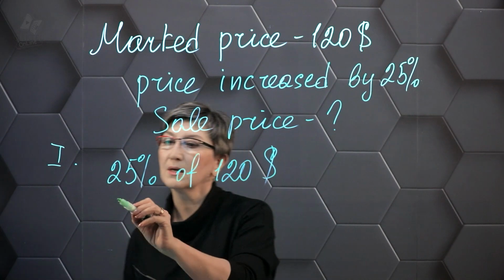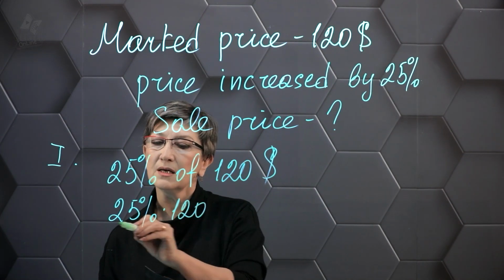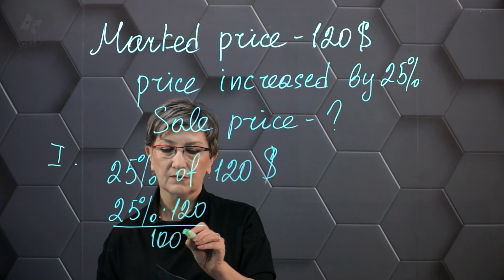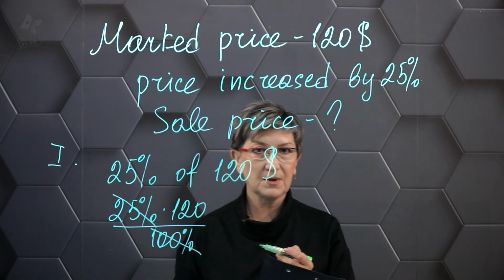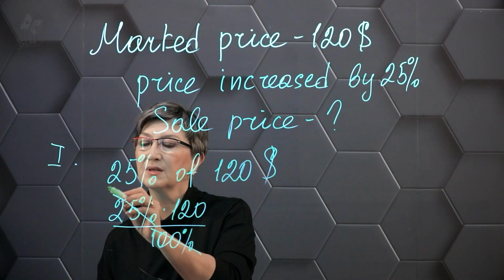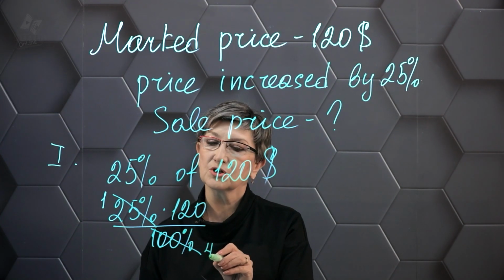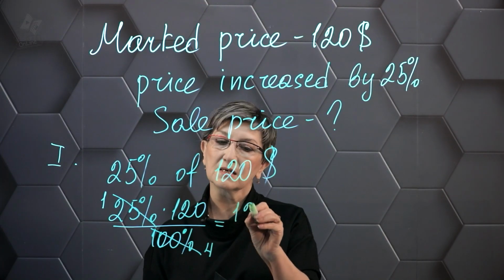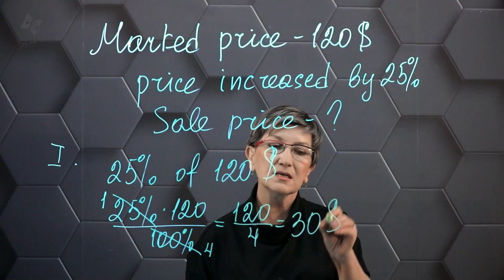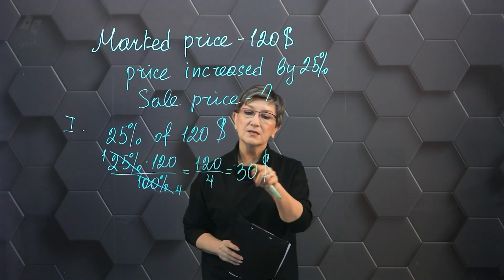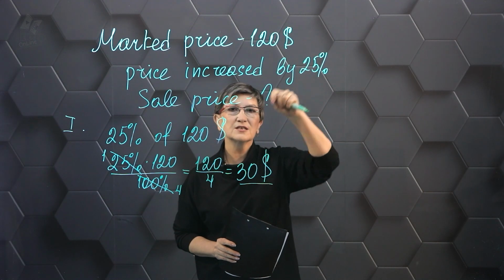25% is multiplied by 120 and divided by 100%. We reduce 100% and 25%. 25 divided by 25 is 1. 100 divided by 25 is 4. And 120 divided by 4, that's $30. So an increase of $30 has been made to our price.